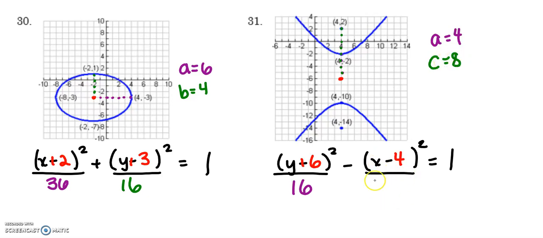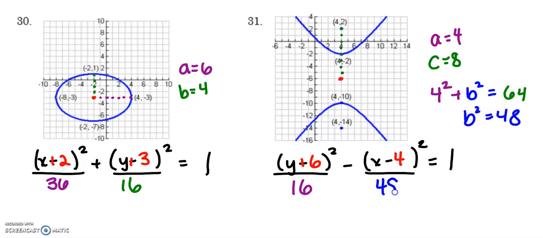Now C doesn't give me the value under there, but it can help me to find it. So in a hyperbola, we know that A squared plus the B squared that I want will be equal to 64, which means that B squared is equal to 48. No need to clean that up because I actually want B squared underneath there. If I was looking for B itself, I would have to take a square root, do some cleanup to figure out how far over I should plot in order to get the rectangle, but that's not what I need. I just need the B squared for my actual equation.